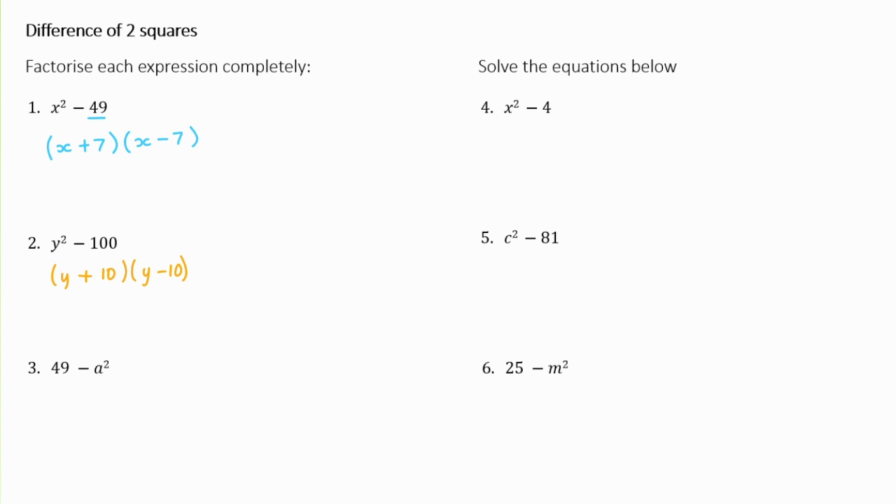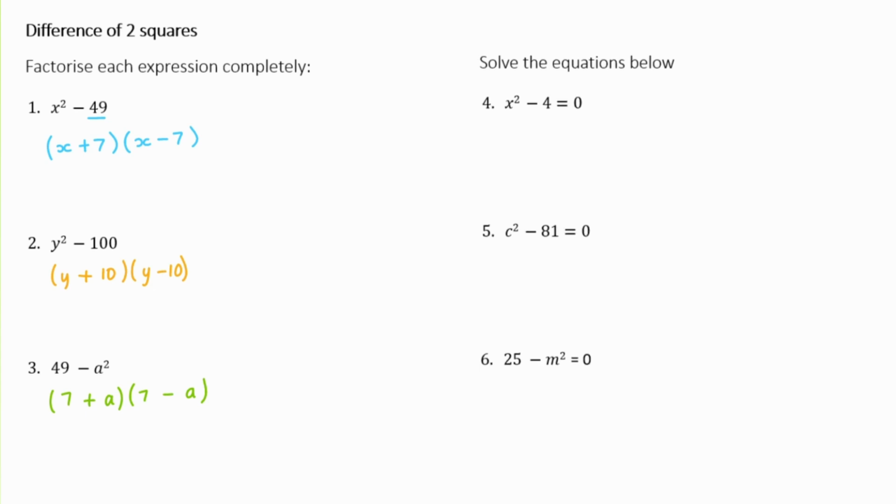For number 3, we've got 49 minus a squared. 49 is a square number, and a squared is our second term, so we're going to put a this time as the second term of each bracket. The square root of 49 is 7, so we're going to put 7 plus a for the first bracket, and for the second bracket, we are going to put 7 minus a. For number 4, 5 and 6, we have been asked to solve the equations.